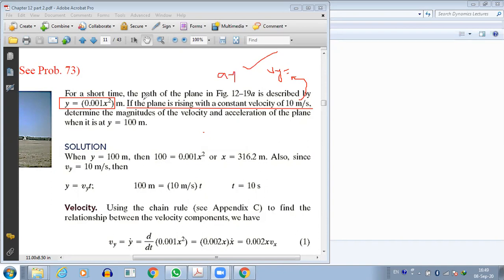And this is one of the biggest problems in many problems of dynamics and in engineering in general. You have coded sentences where you have some information and you need to decode it yourself to get the information from it. The sentence which was coded here was, if the plane is rising with a constant velocity of 10 meters per second. And how do you decode it? Based on this statement, you come up with the fact that Ay will be 0 and Vy will be 10. Once you have decoded this information, the rest of the problem is a piece of cake. Do you understand this or not?